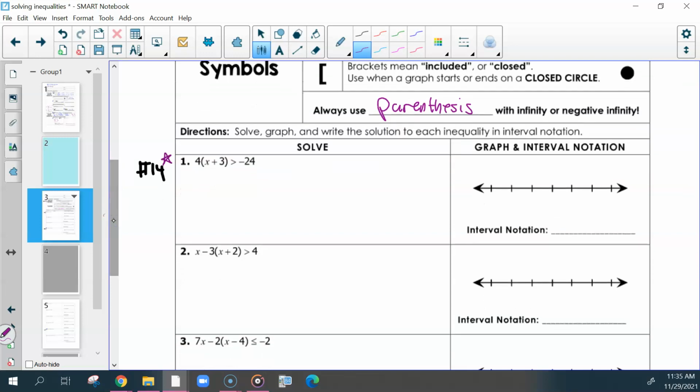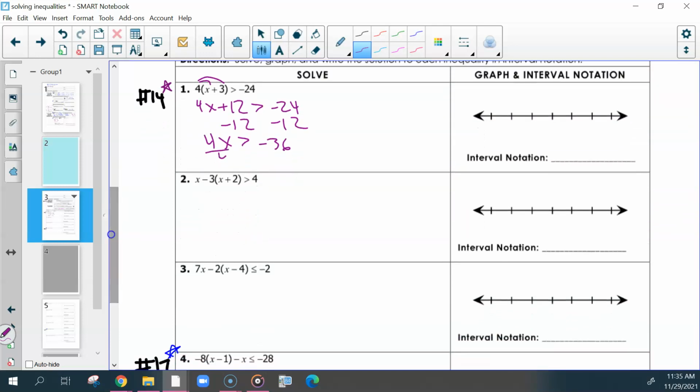So for this number 1, we would solve this like normal. You could either distribute or divide both sides by 4, since 4 is a factor of -24. Doesn't really matter which one you do. I'm going to distribute though, and start solving this for x. Subtract 12 on both sides, and divide both sides by 4. Would the sign change here? No, because we did not divide by a negative.